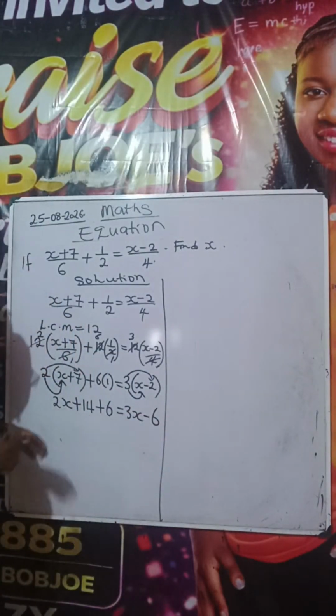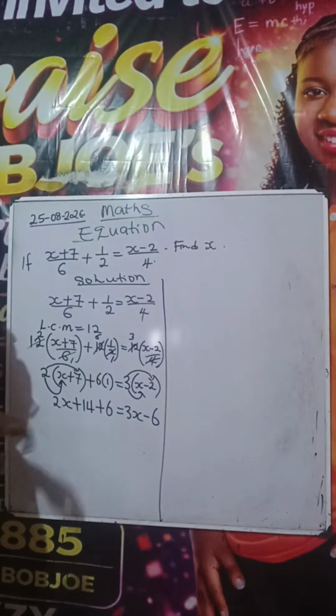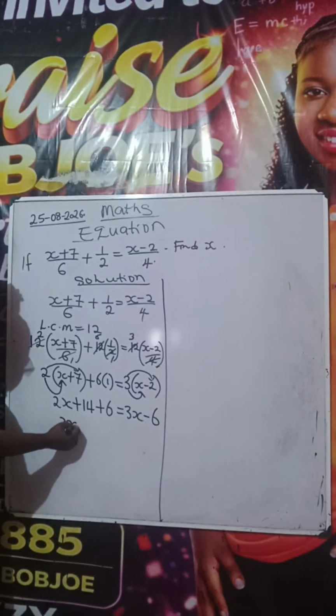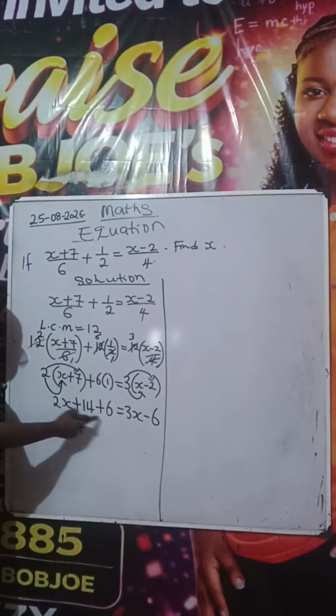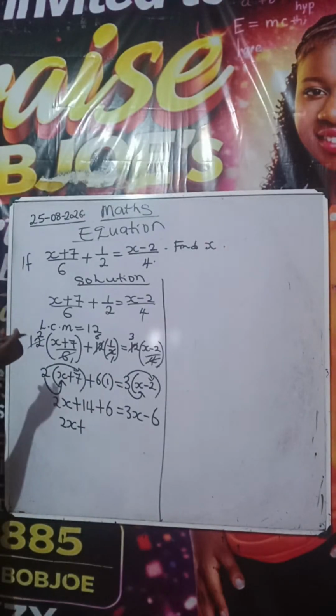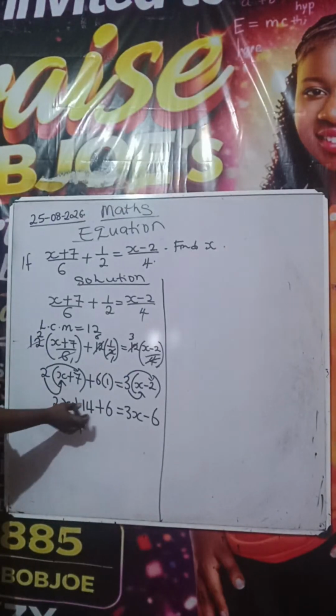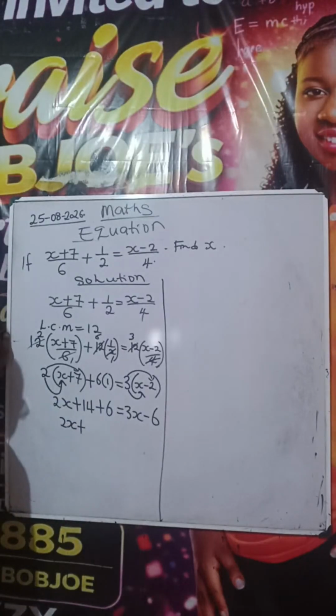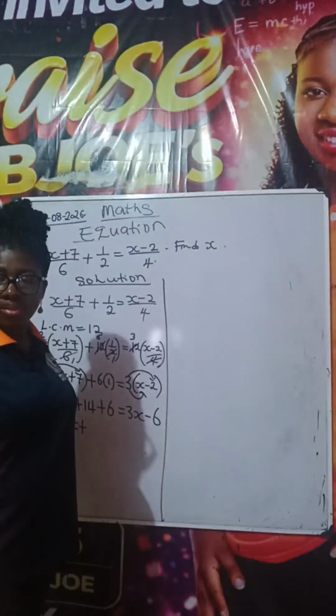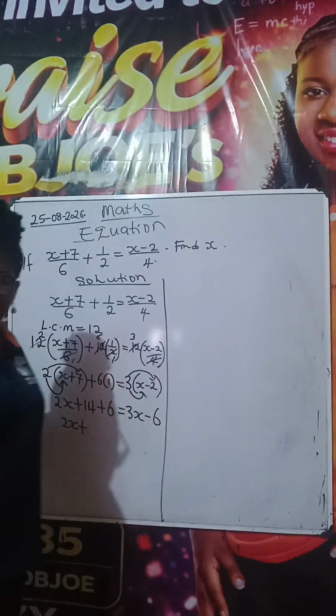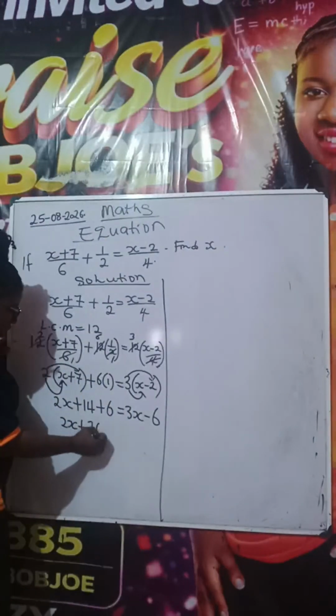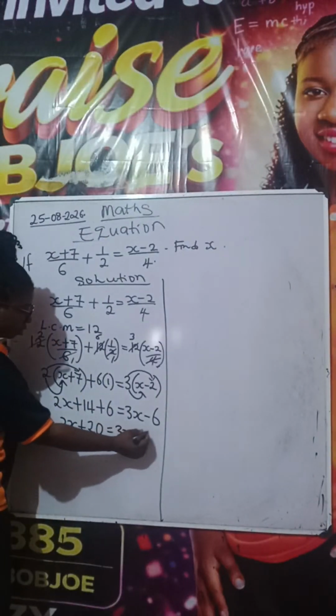Beautiful. Now at this point, look at it. So this is same as 2x plus 14 plus 6. What do we have? 14 plus 6. So that will give us 20. Correct. So this is 20 equals to 3x minus 6.